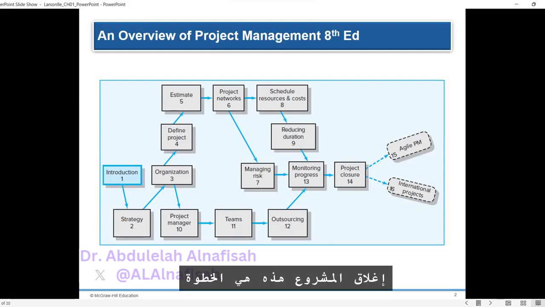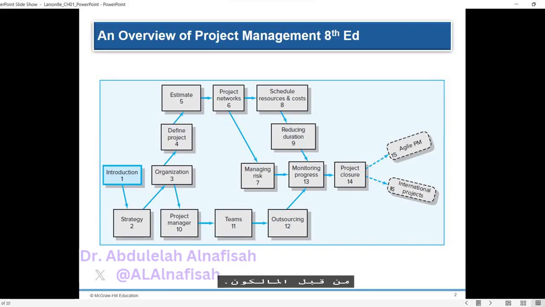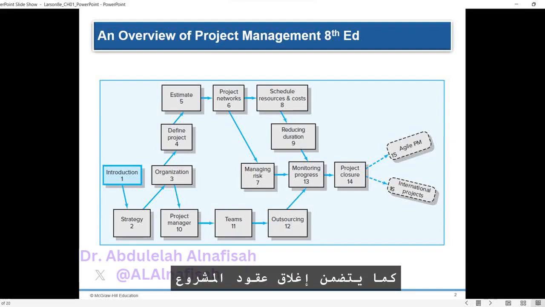Project closure. This is the final step where the project's deliverables are delivered, accepted, and evaluated by the stakeholders. It also involves closing the project's contracts, accounts, and documents.